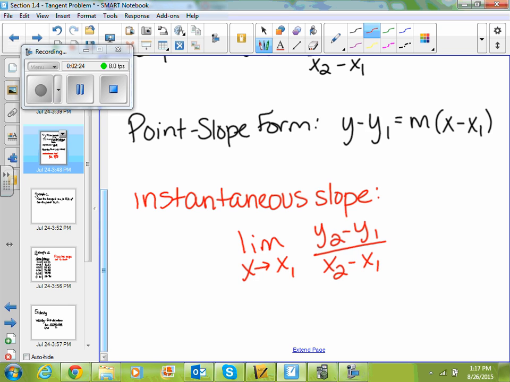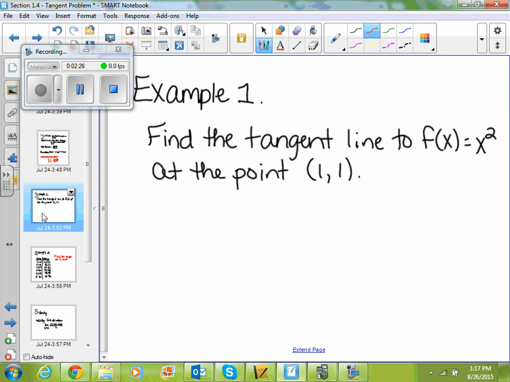Okay, so if I look at example 1, I'm asked to find the tangent line to f of x equals x squared at the point 1, 1. So I'm going to use my instantaneous slope formula to find my slope, and then I can use my point slope form of a line to find the actual tangent line.